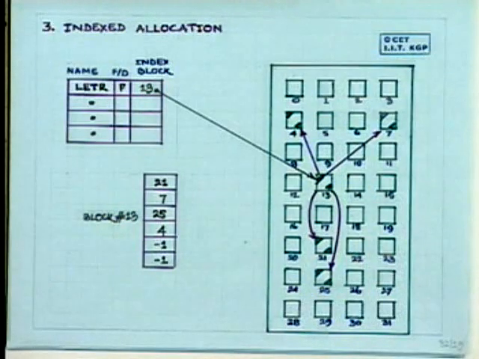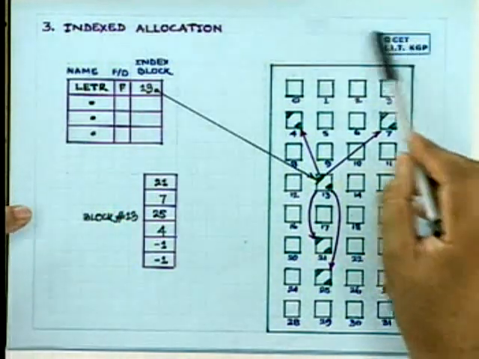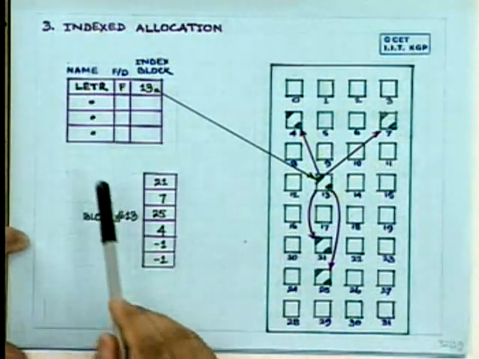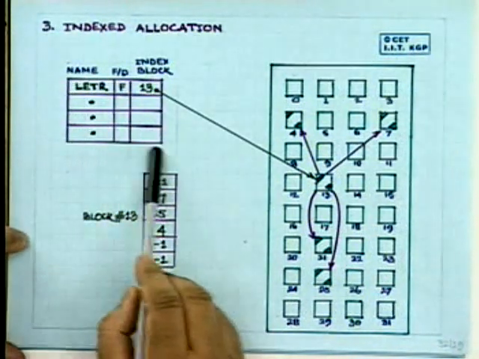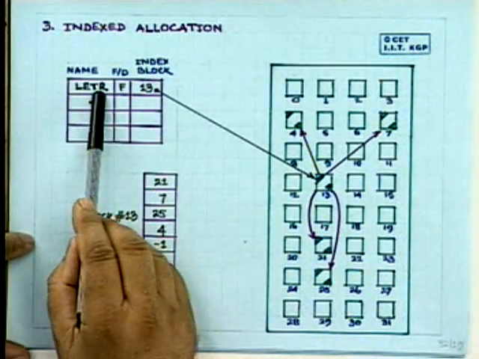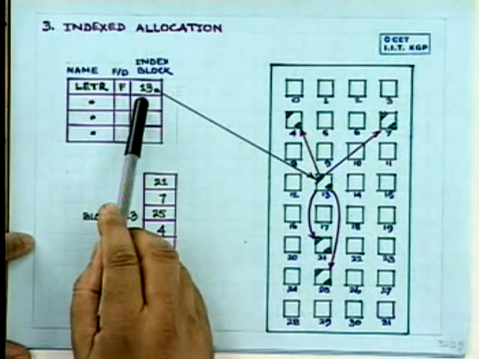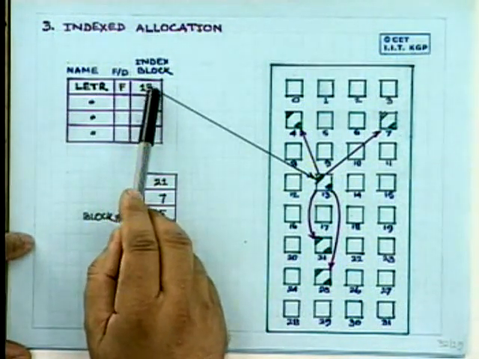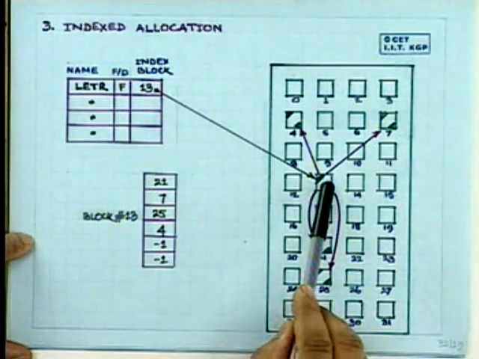And therefore, let us see what we can do to circumvent this problem of linked allocation, but at the same time avoid the problem of contiguous allocation, that is the problem of holes. Such an allocation is the indexed allocation shown in this diagram. Here you see that this is the directory, this is the file. This file contains what we call an index block.